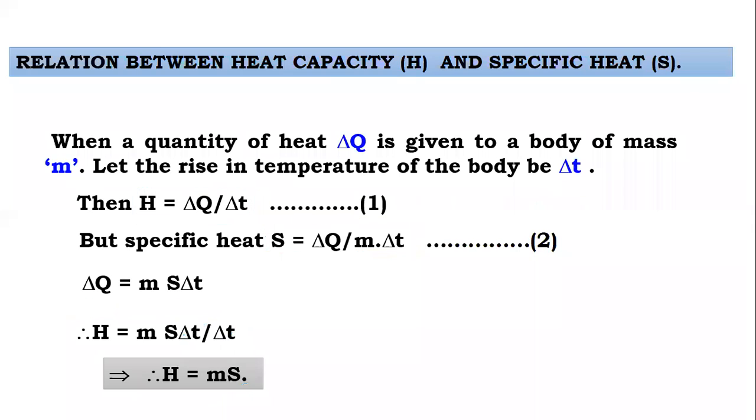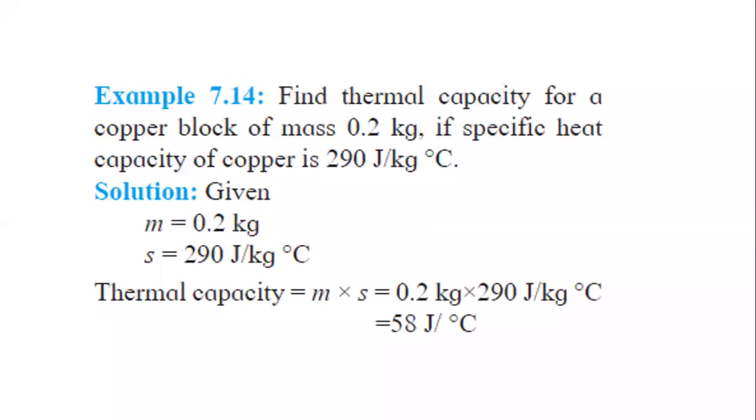I hope everyone understood how to get this formula. Now one problem is given in your textbook. So here, find the thermal capacity or heat capacity for copper. Mass is given and specific heat is given. So the formula is mass multiplied by specific heat. We take the multiplication only, and we get the thermal capacity as 58 joule per degree Celsius.